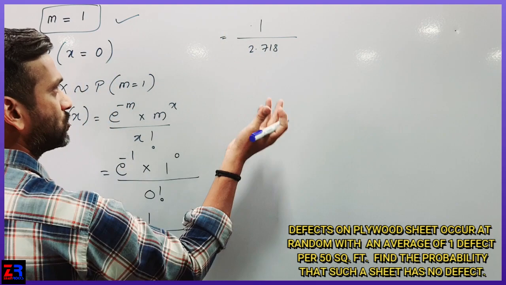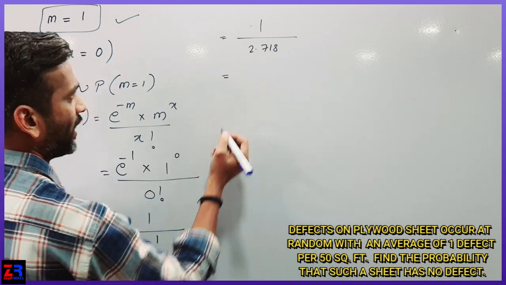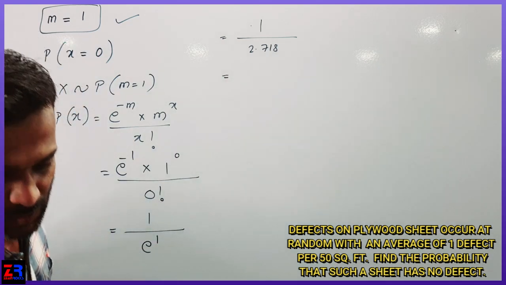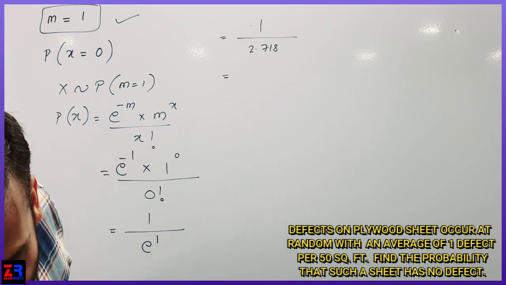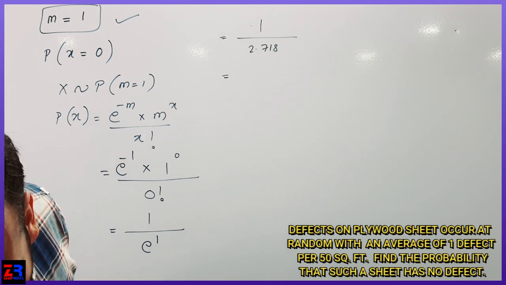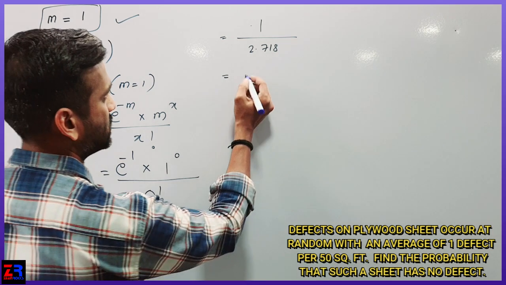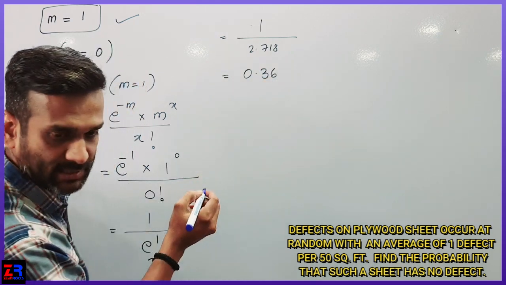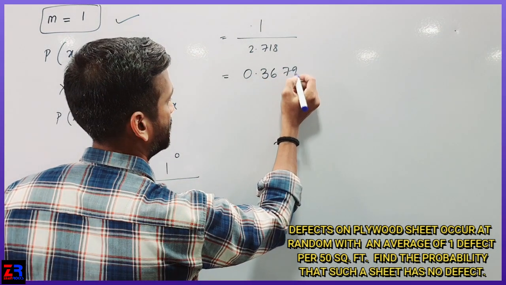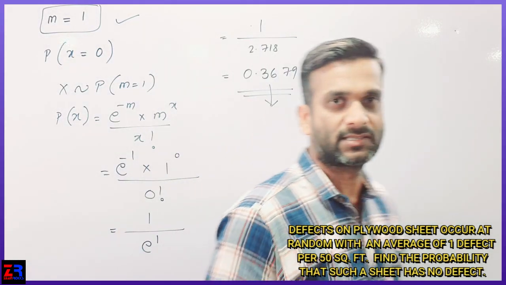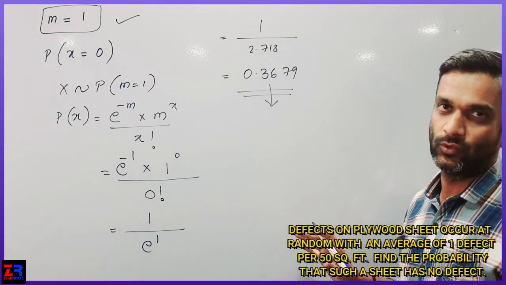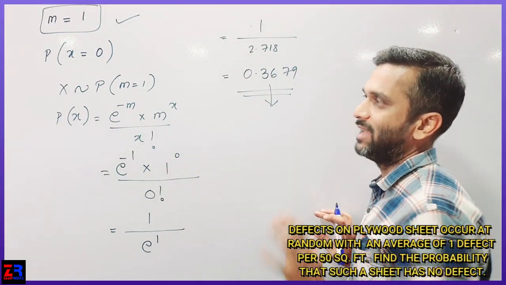e raised to 1 is 2.718. So 1 divided by 2.718, you get on the calculator 0.3679. So there are 36.79% chances that there are no defects in the plywood sheet.